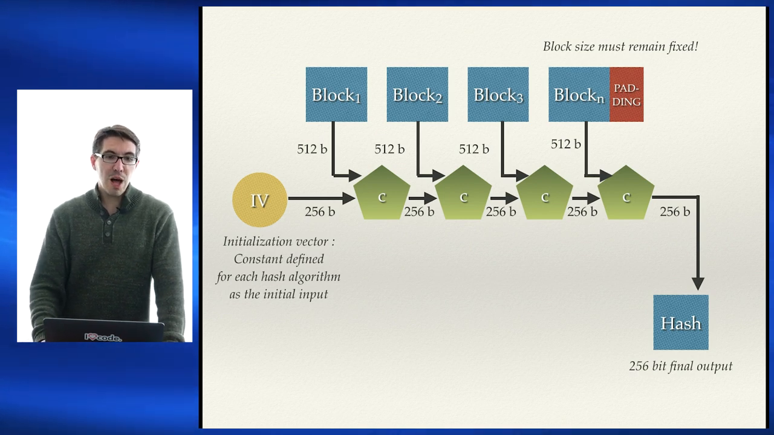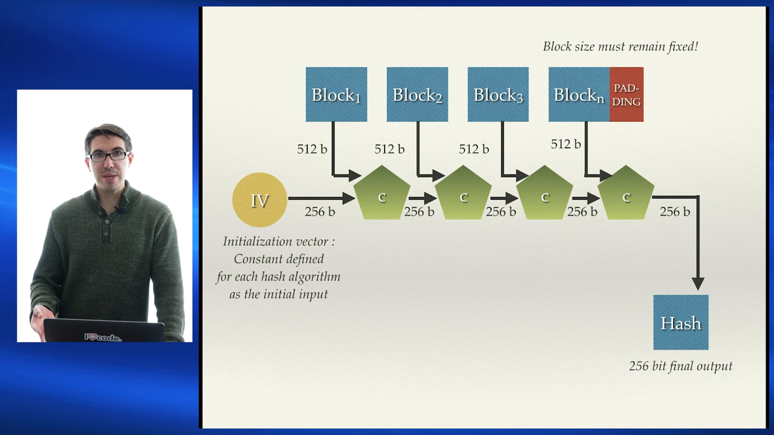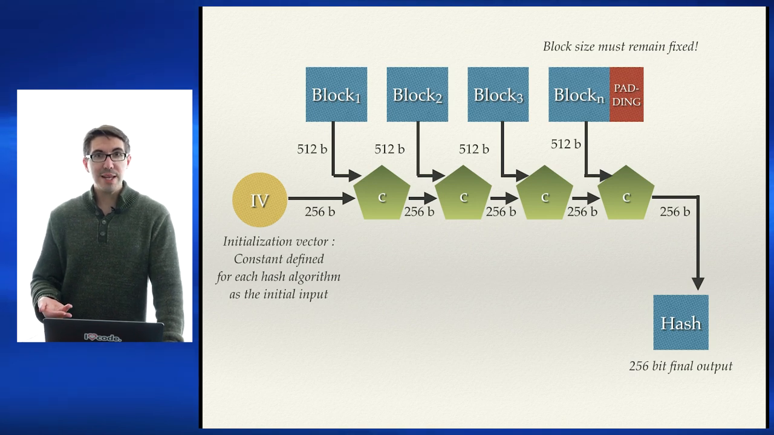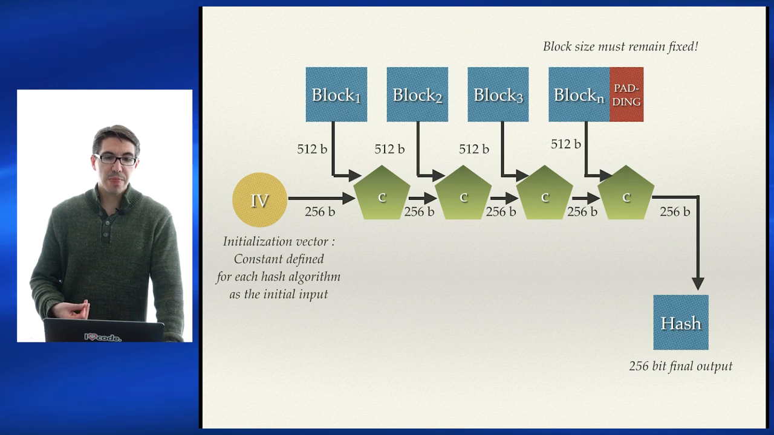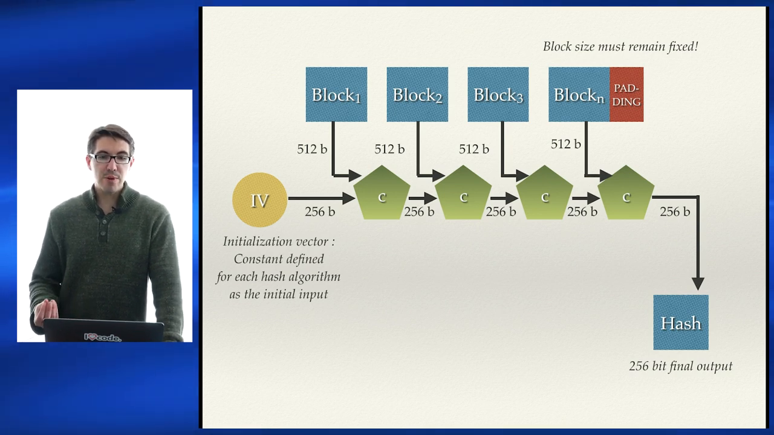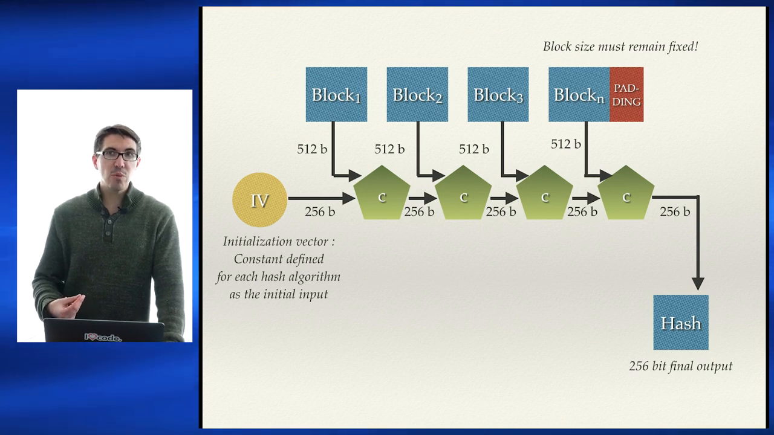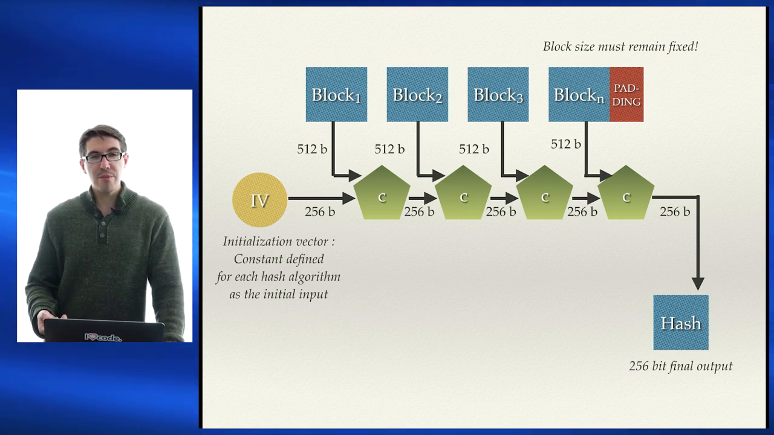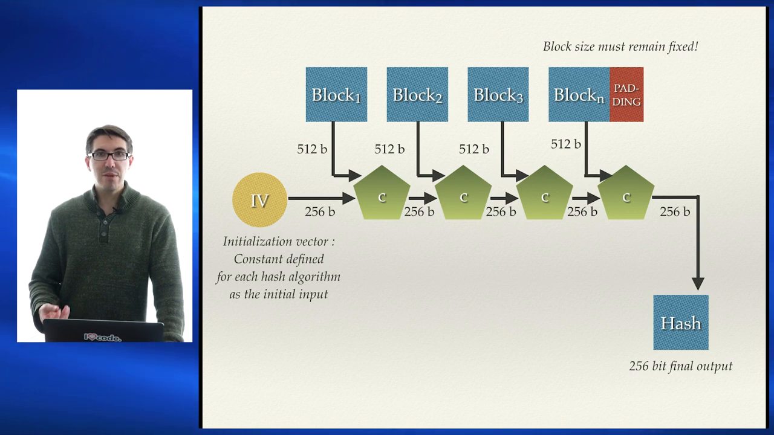But for our initial block, we need to have an additional value being passed in. Just like with our blockchain, where we had a null value, so we needed to think of what is the hash of null, we're going to have something called an initialization vector. So for the initial call to this compression function with block 1, since there is no preceding block, instead we're going to pass in this initialization vector. This is a constant defined for the hash algorithm. So whatever your hash algorithm is, it will have some specific initialization vector.